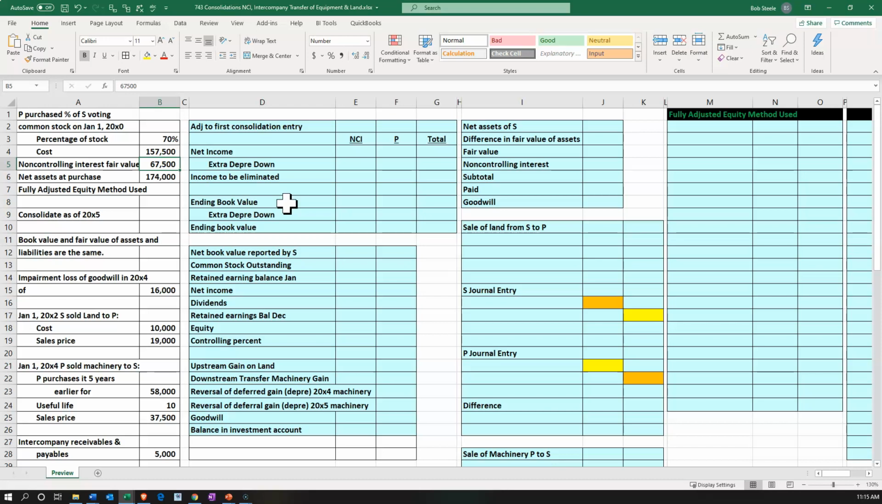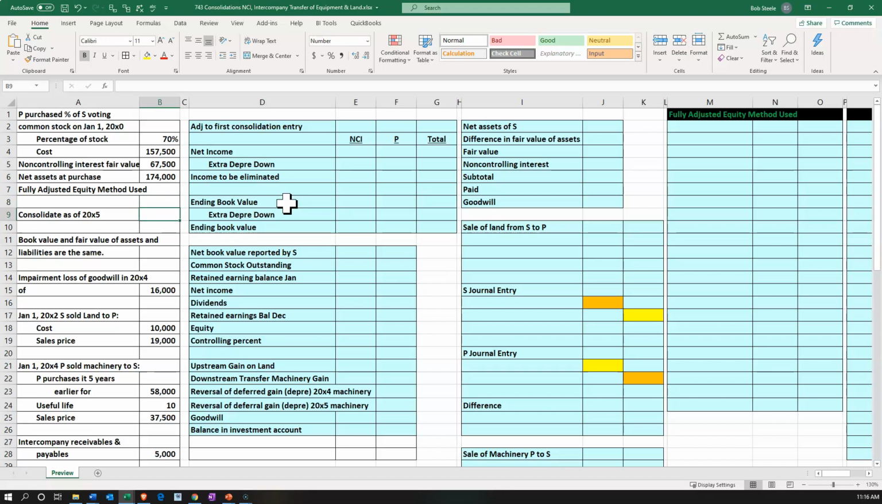Non-controlling interest fair value, the fair value of the non-controlling interest at the point in time of the purchase, 67,500. Net assets at the purchase, meaning assets minus liabilities, book value, or equity section. Assets minus liabilities equaling equity, 174,000. Fully adjusted equity method is used by P to account for their investment in the subsidiary S.